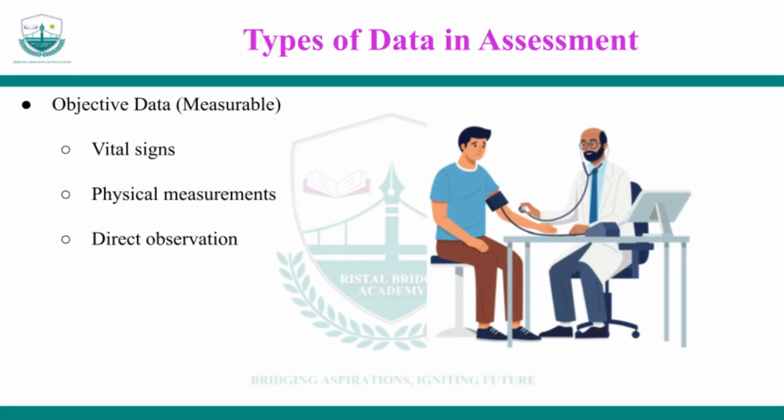Types of data. We have objective data. The objective data is basically the measurable and tangible information. So this normally we get through the assessments as health workers. When you take the vital signs of the patient, do physical measurements, and observations, you're able to obtain this data.